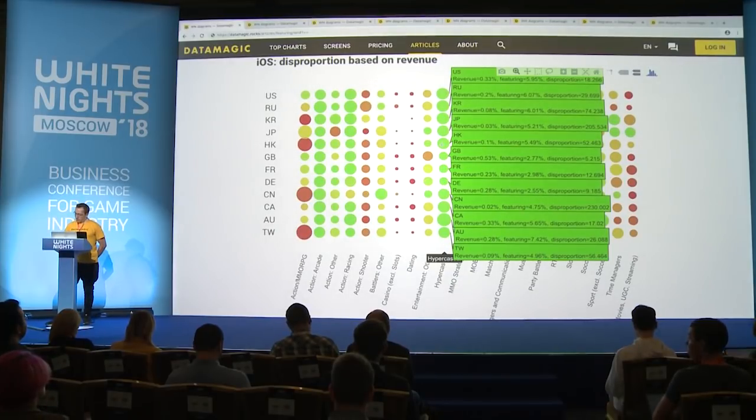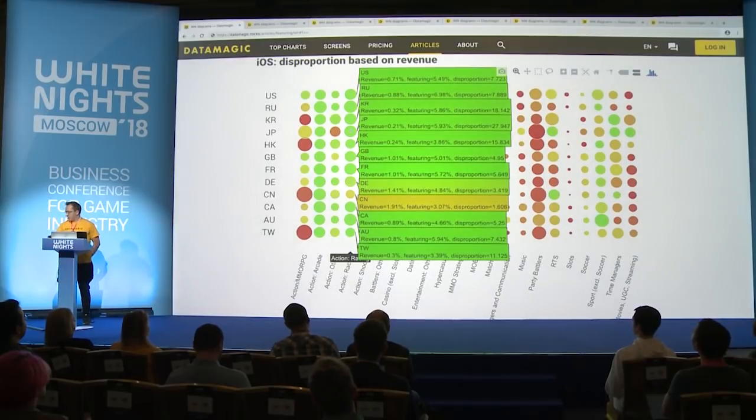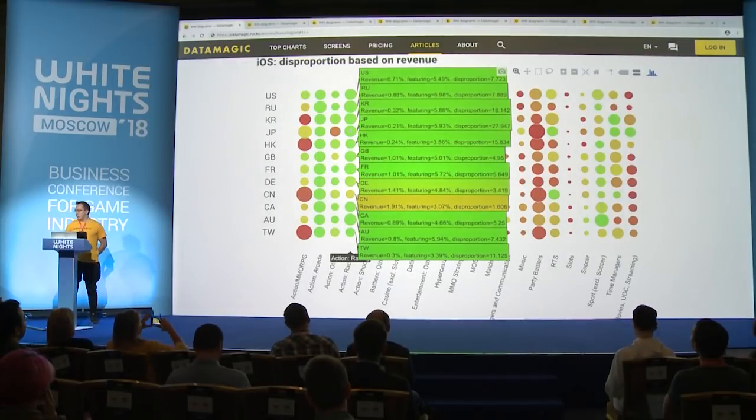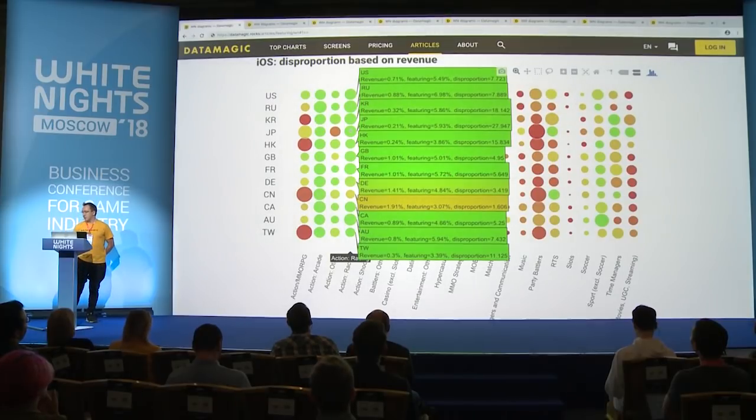So let's have a look at, for example, racing games. We see nearly the same situation. The share of revenue is really low, but the share of featuring is quite significant, like 3 or 5%. So the positive disproportion sometimes jumps up to 27 in Japan or 11 in Taiwan.